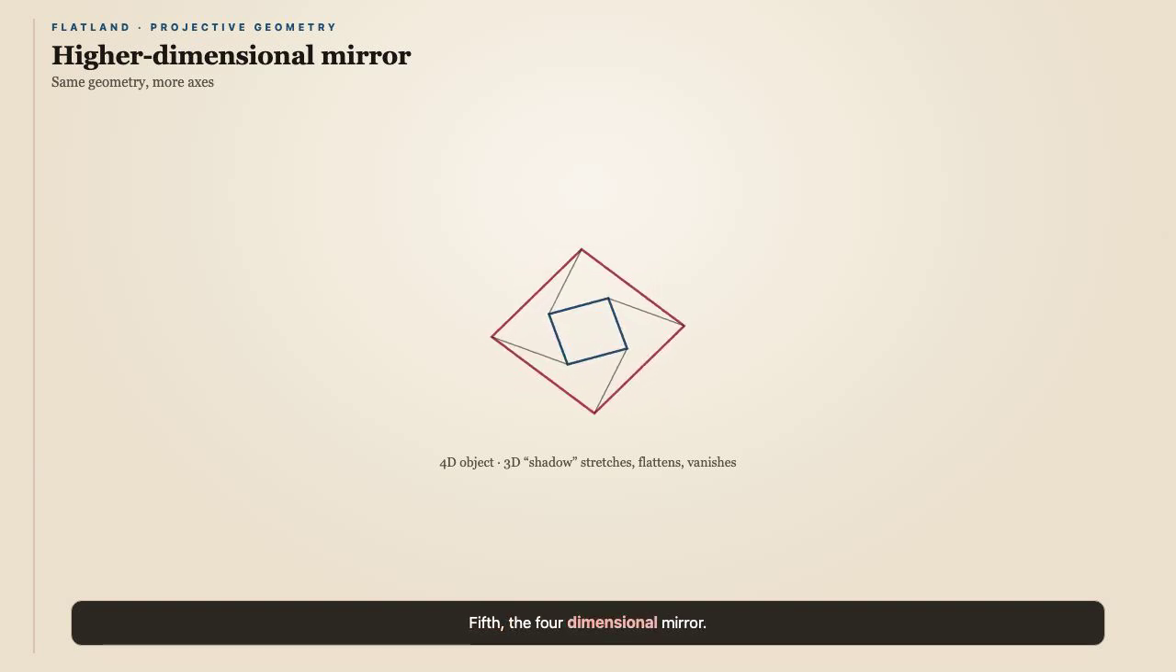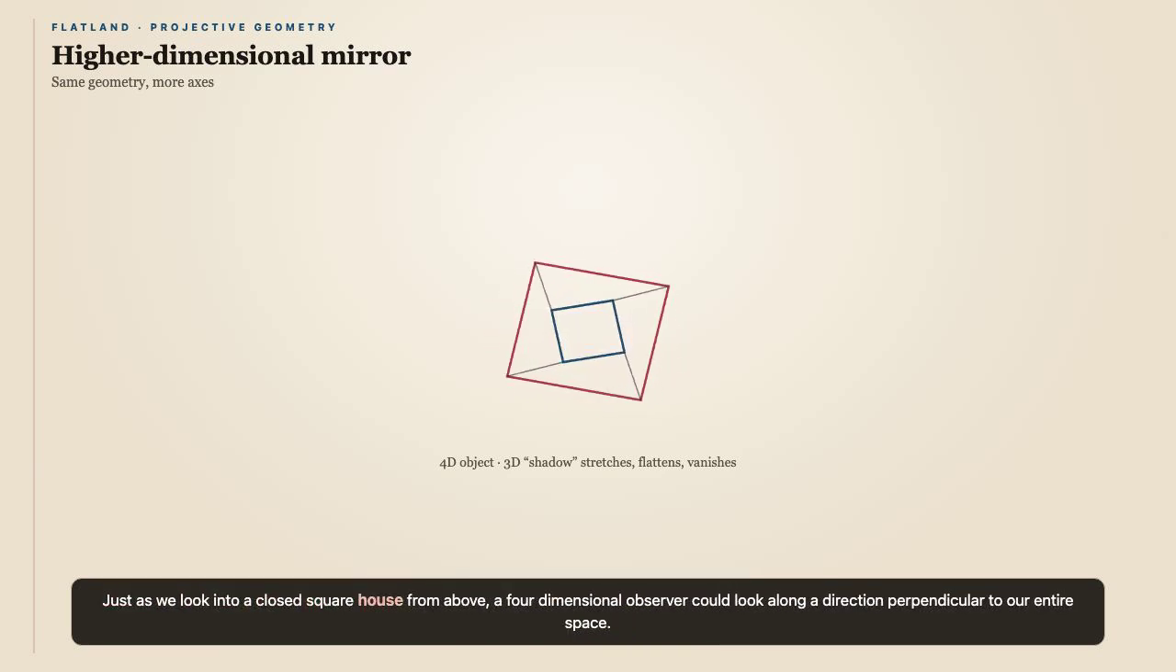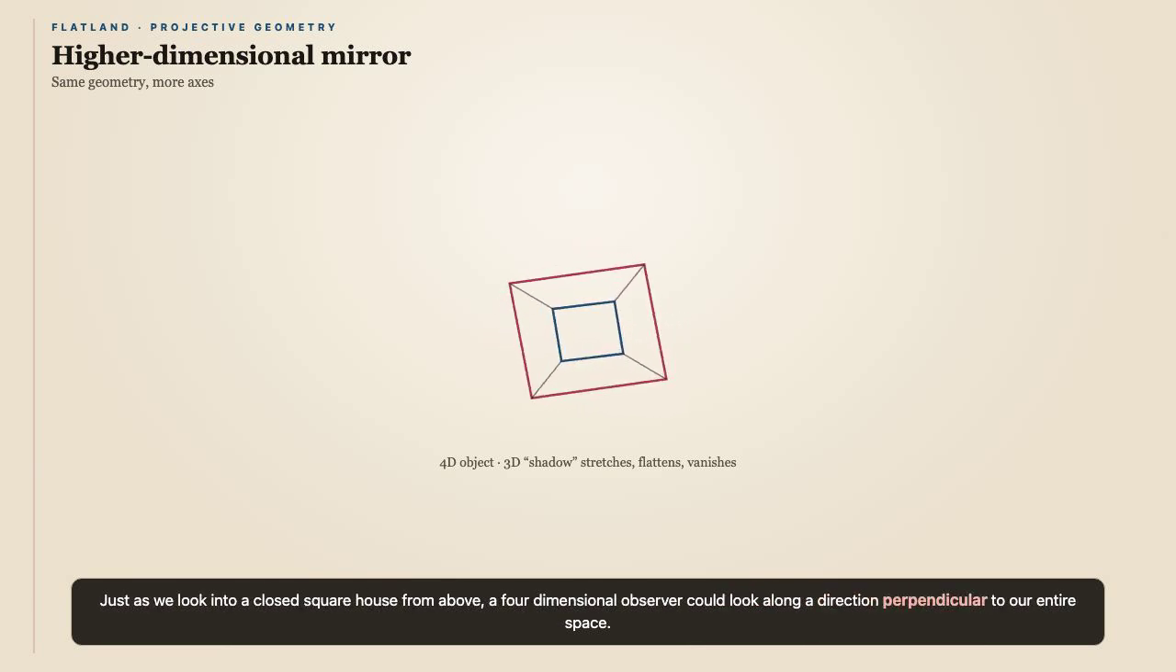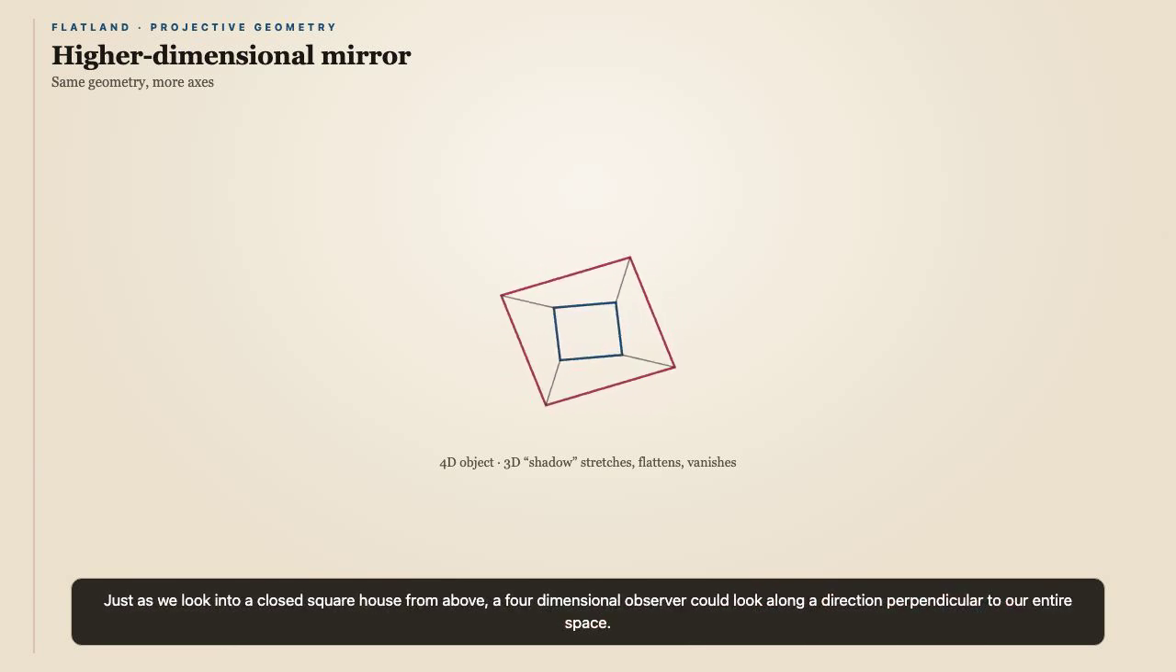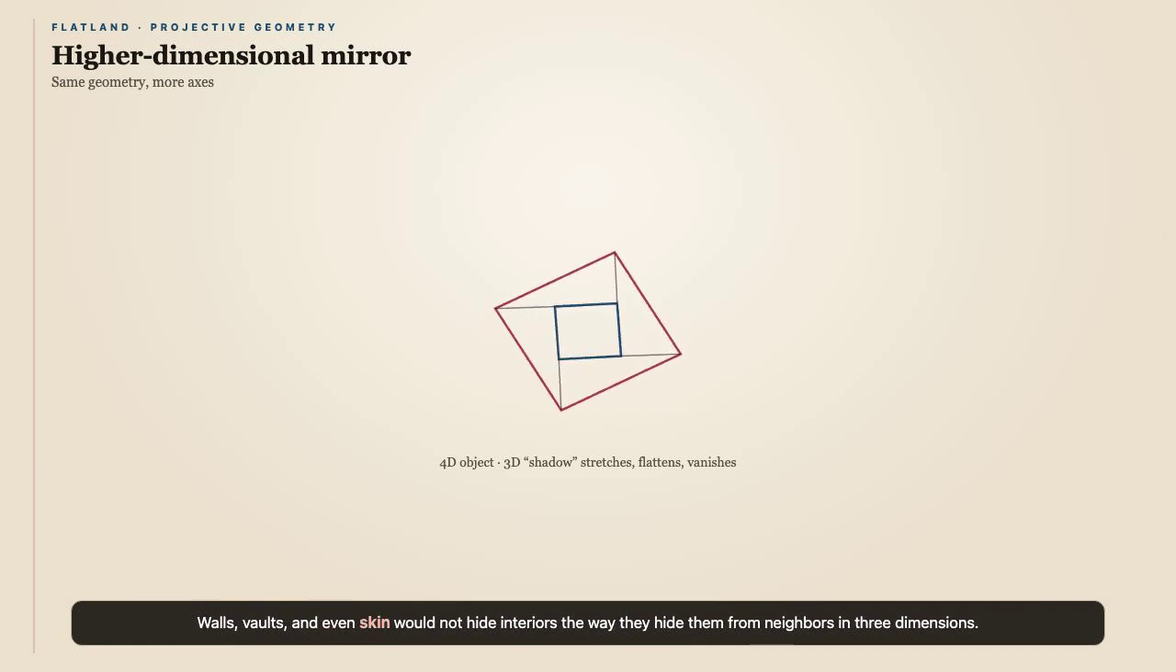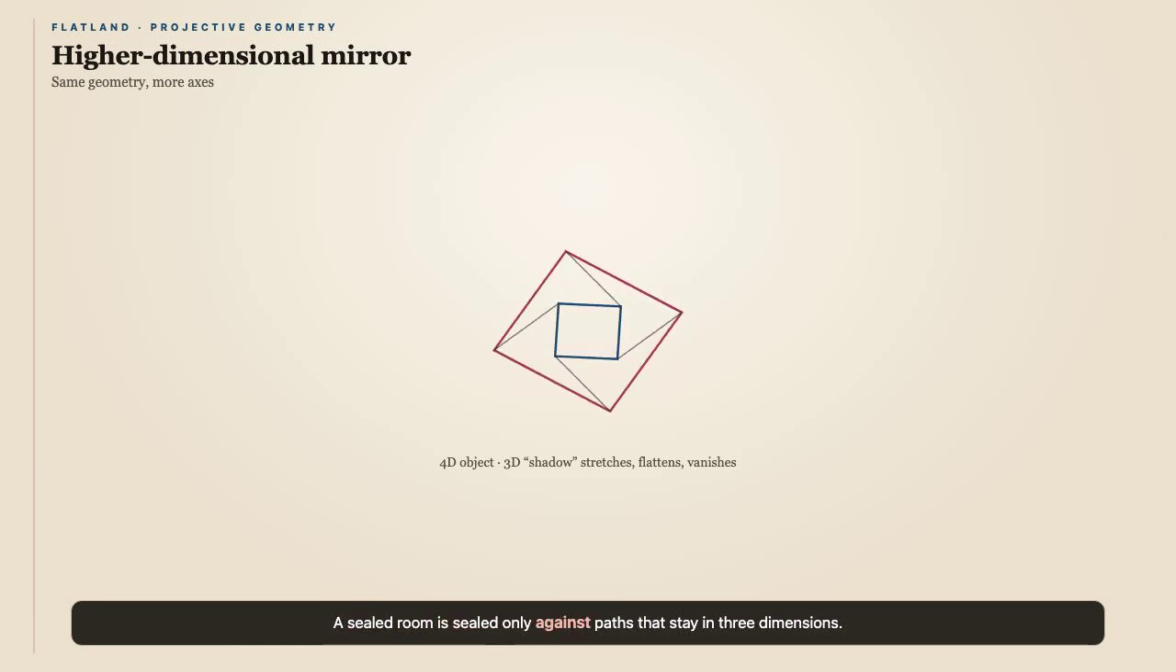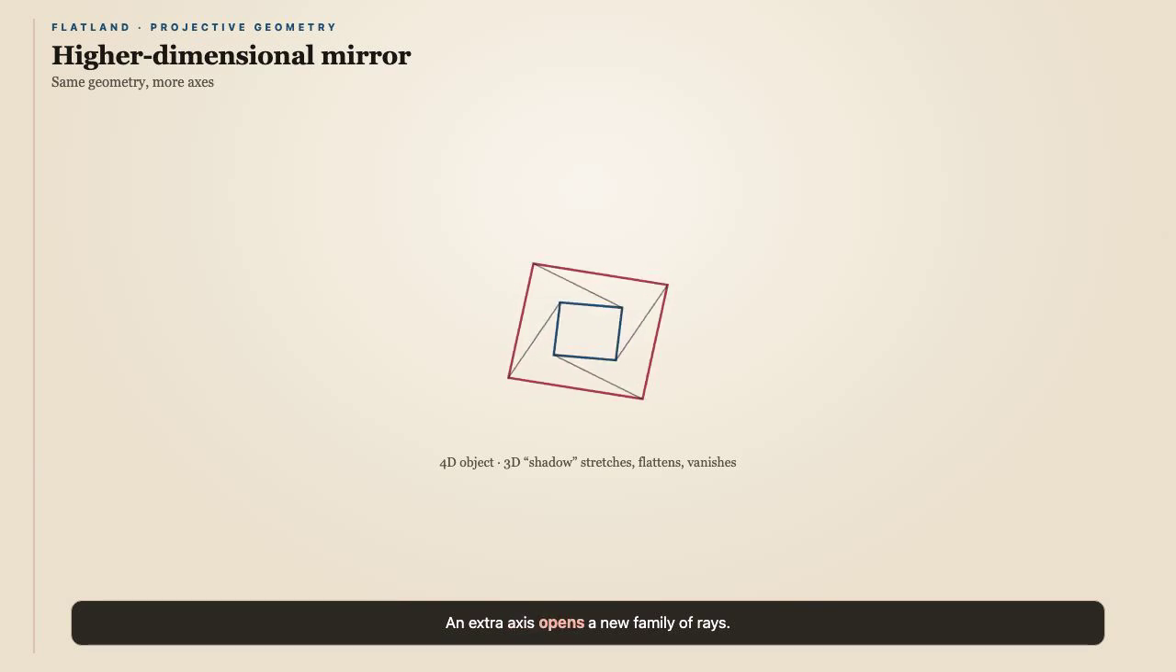Fifth, the 4-dimensional mirror. Use Flatland as analogy, not decoration. Just as we look into a closed square house from above, a 4-dimensional observer could look along a direction perpendicular to our entire space. Walls, vaults, and even skin would not hide interiors the way they hide them from neighbors in 3 dimensions. A sealed room is sealed only against paths that stay in 3 dimensions. An extra axis opens a new family of rays.